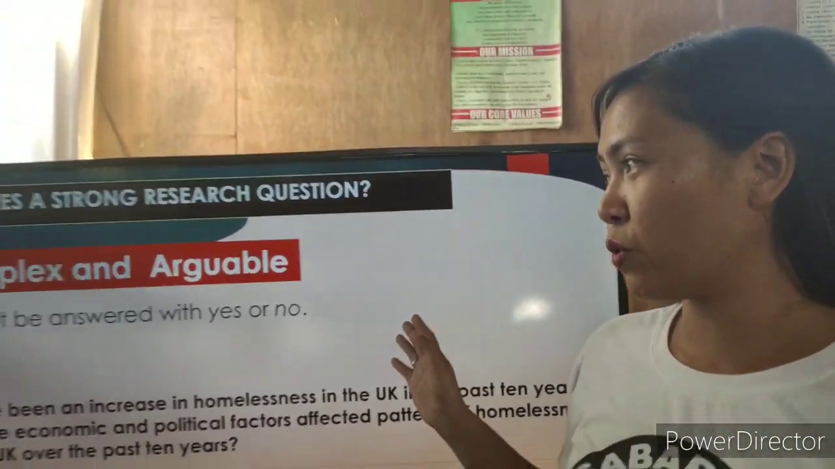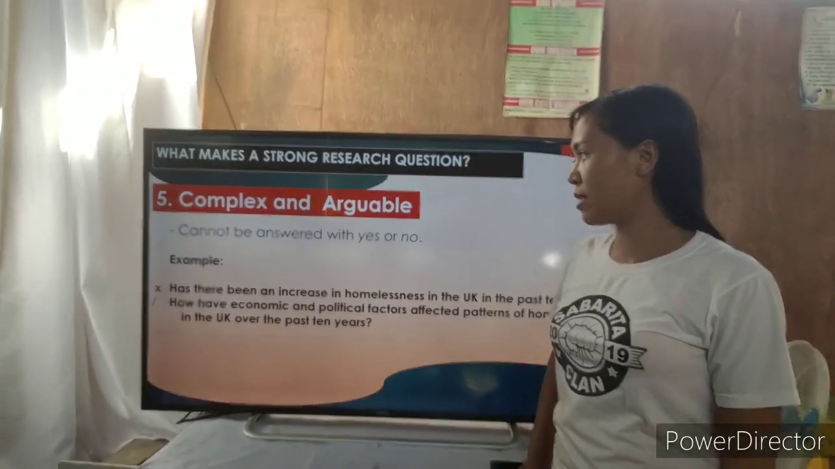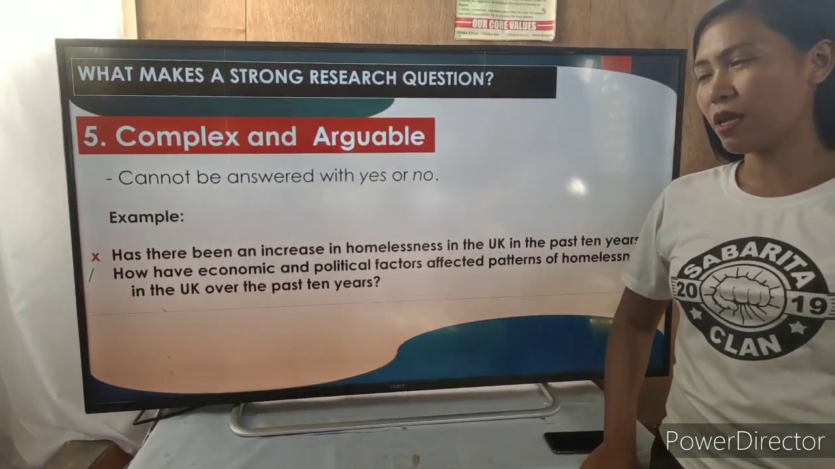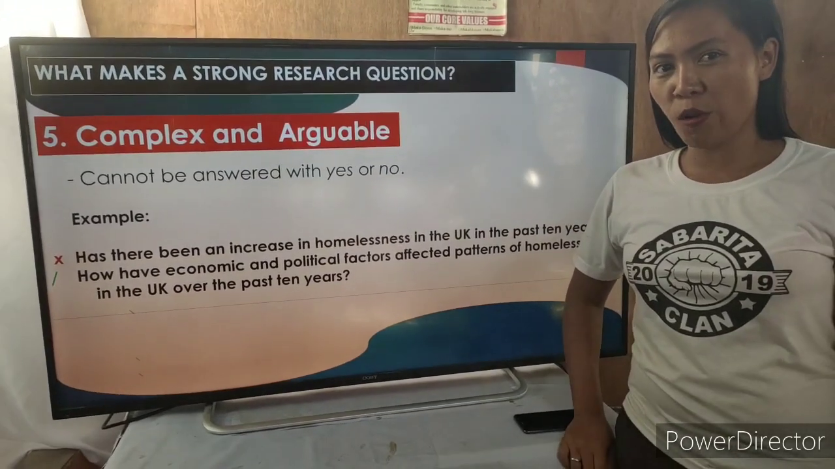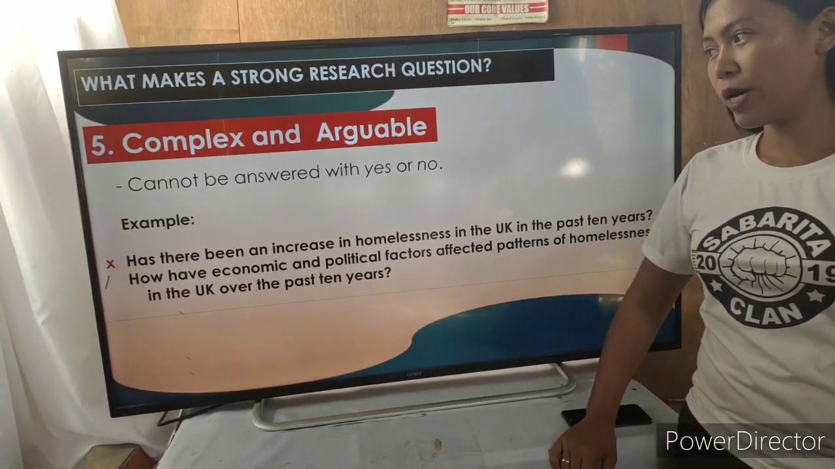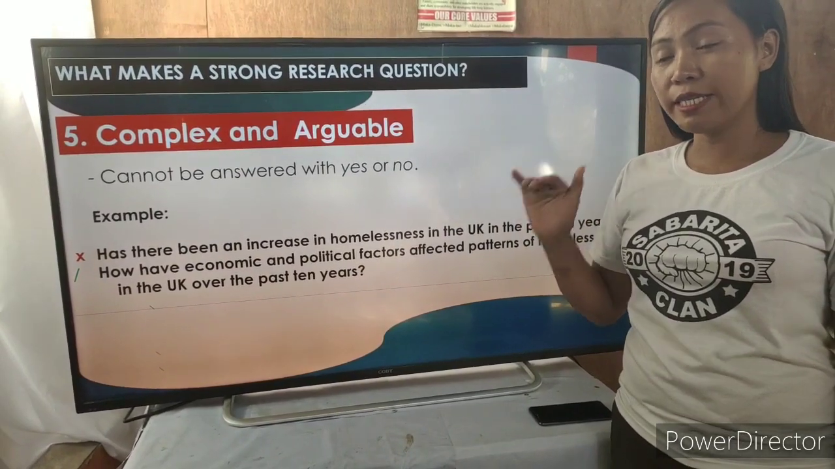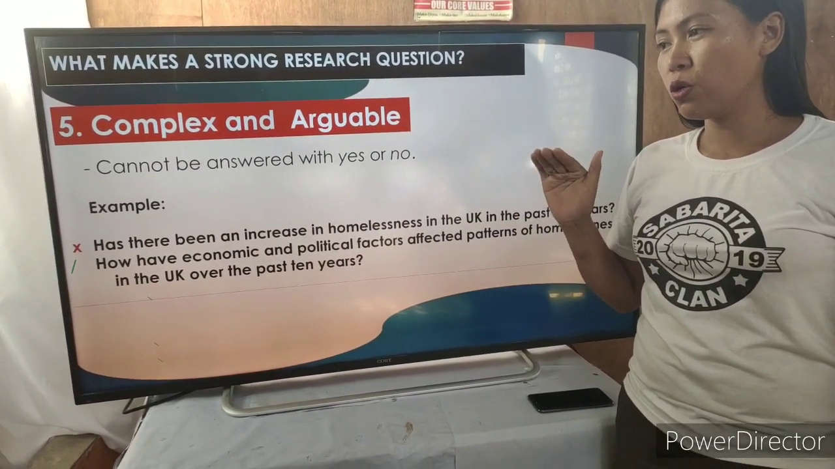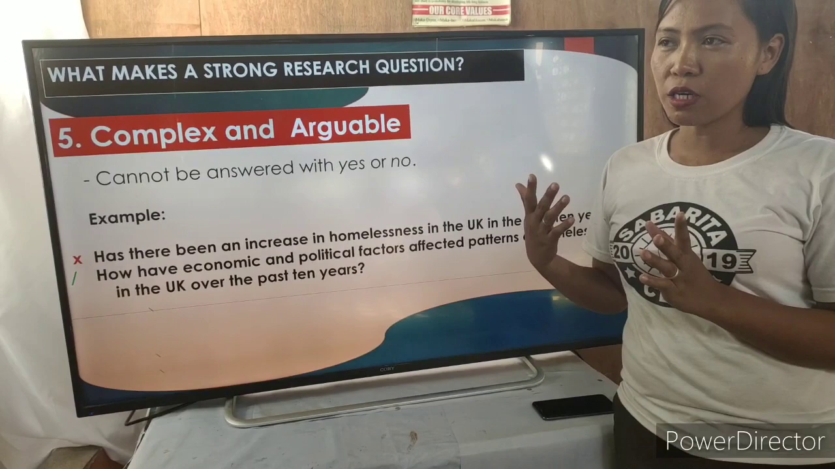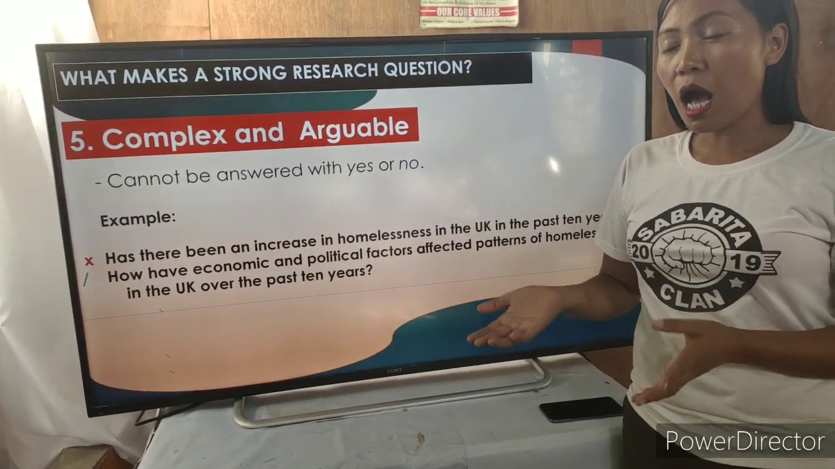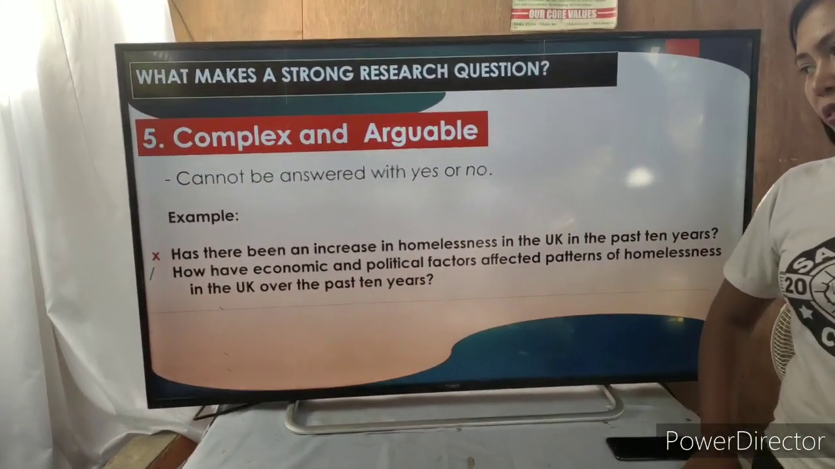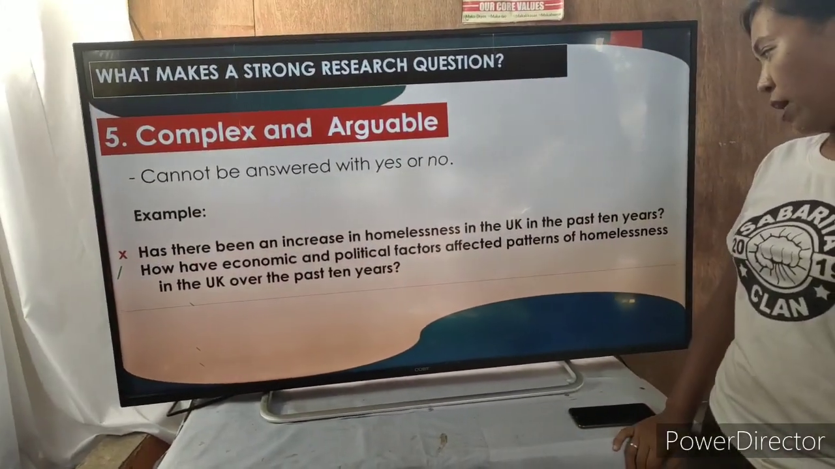Okay, now let's go to another one, number 5, which is complex and arguable. Okay, so complex means not complicated question. So it cannot be answered only with yes or no. But you should dig down your question to like, for example, how many ways, or in what way, or how do you, like that. So, for example here, the first one is, has there been an increase in homelessness in the UK in the past 10 years?